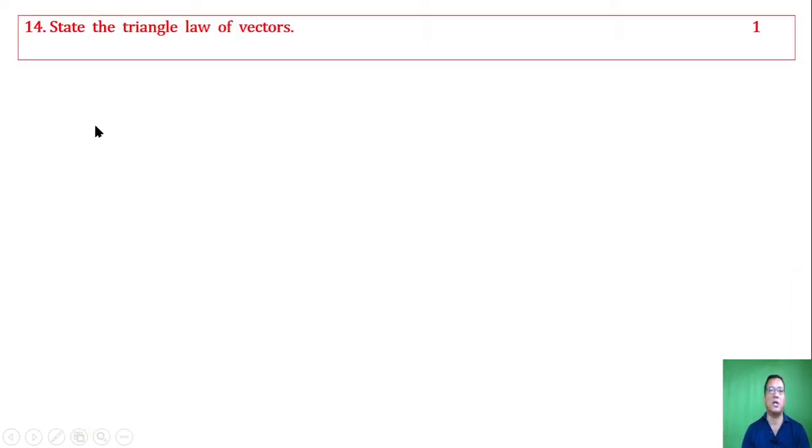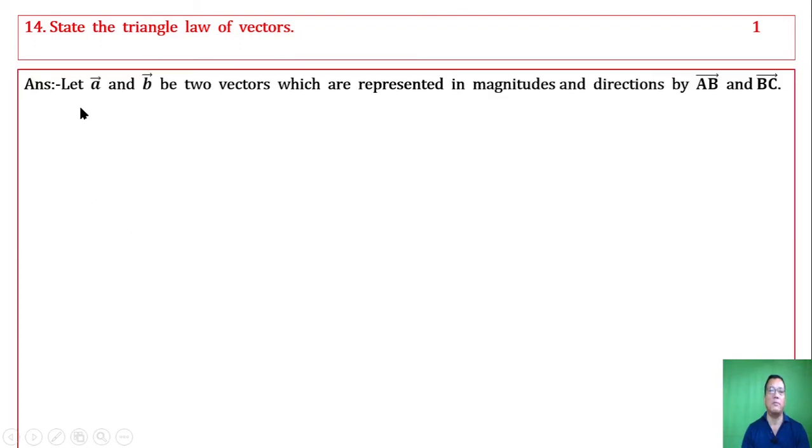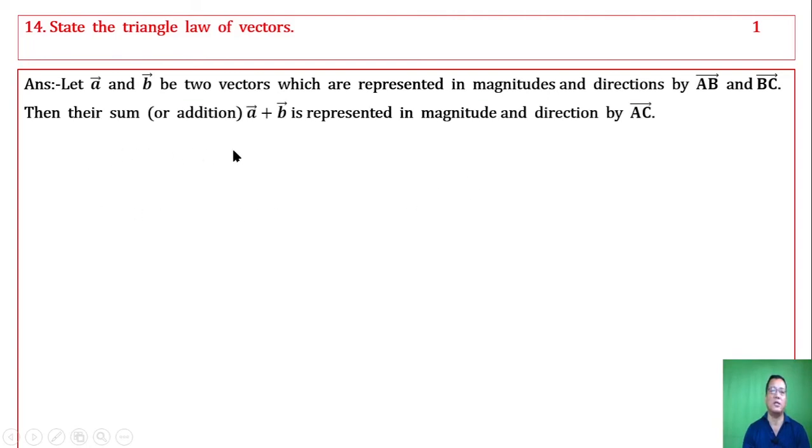Question number 4. State the triangle law of vectors, 1 mark. Let a vector and b vector be two vectors which are represented in magnitude and direction by AB with arrowhead and BC with arrowhead, then their sum a plus b is represented in magnitude and direction by AC with arrowhead.